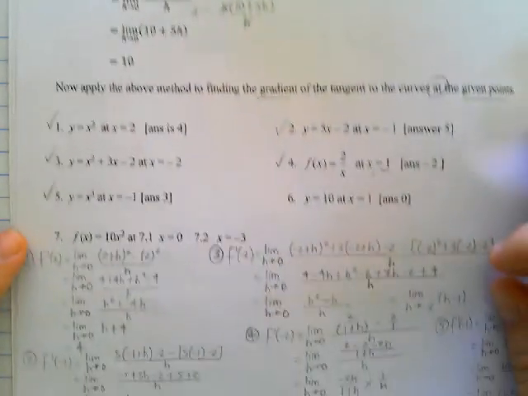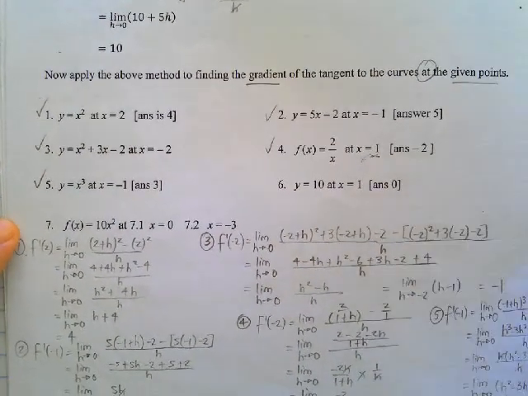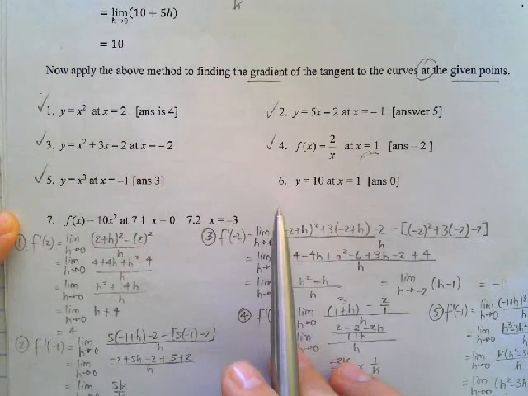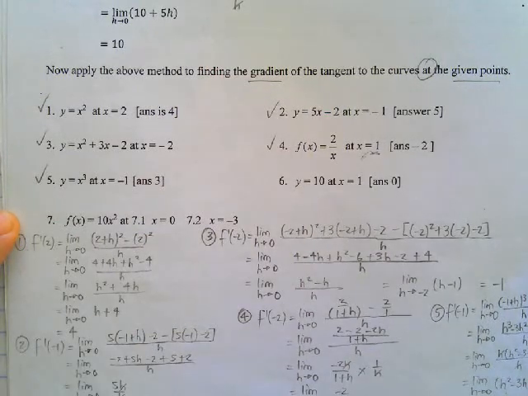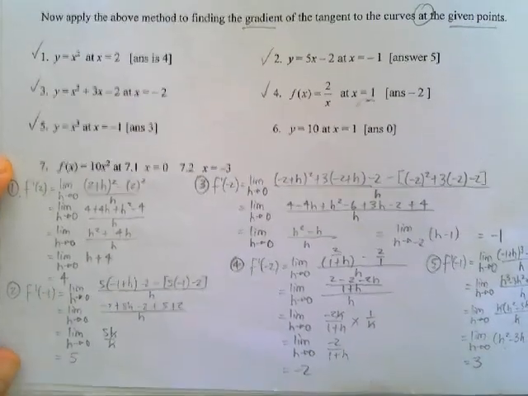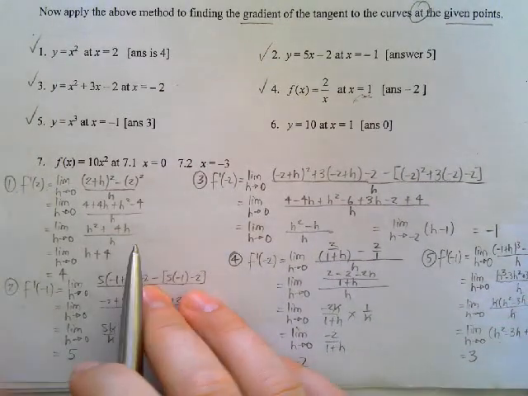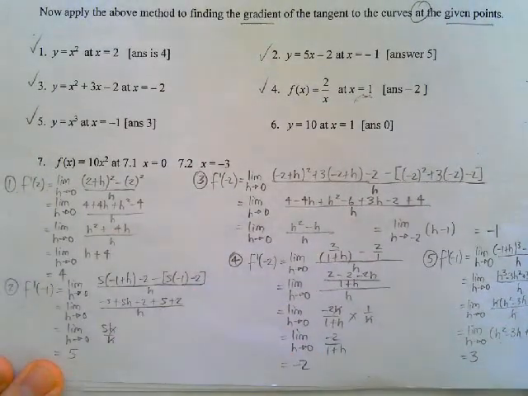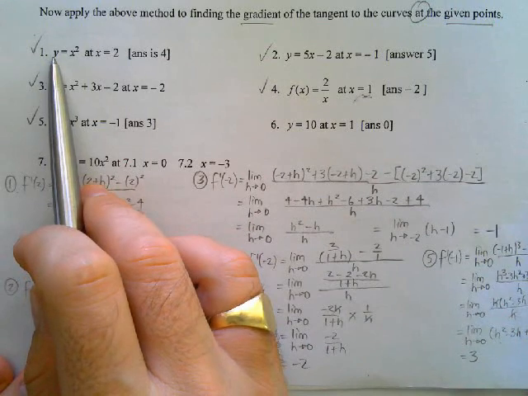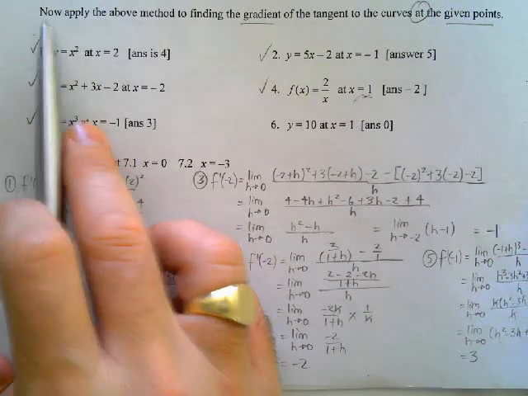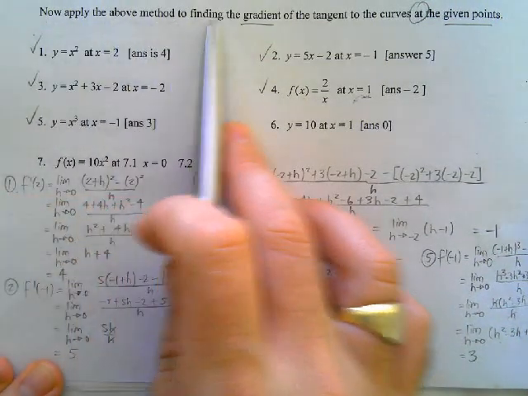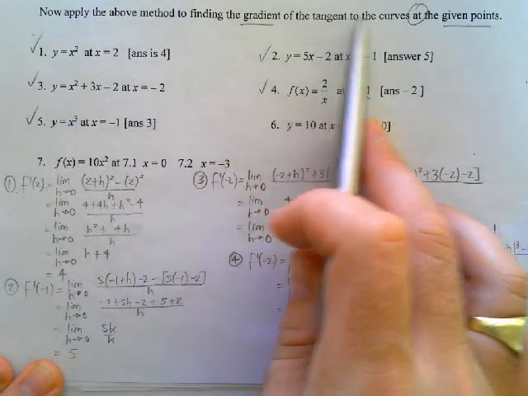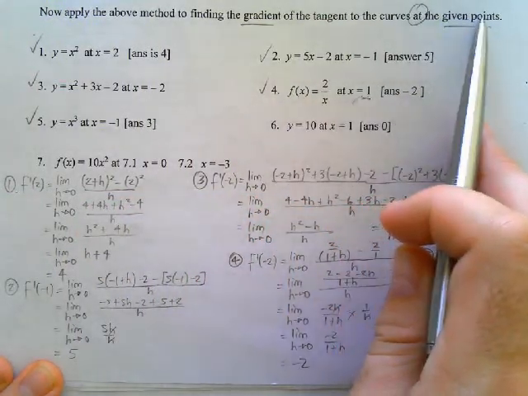So we then had the questions that followed. 1, 2, 3, 4, 5, 6, 7. I think you may have even had another one, and you went through them gradually. I'm just going to do maybe 1 or 2 of them with you and end this video. So for number 1, what does it say here? Firstly, now apply the above method to find the gradient of the tangent to the curves at the given points.